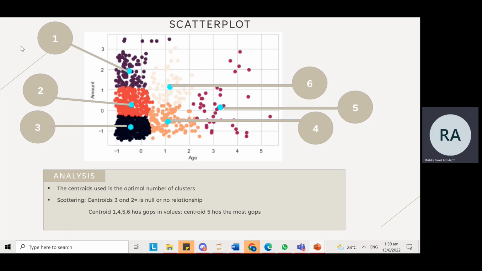Centroids 3 and 2 have null or no relationship. Centroids 1, 4, 5, and 6 have gaps in values, with centroid 5 having the most gaps, indicating that it has the most extreme values in terms of extreme value differences.